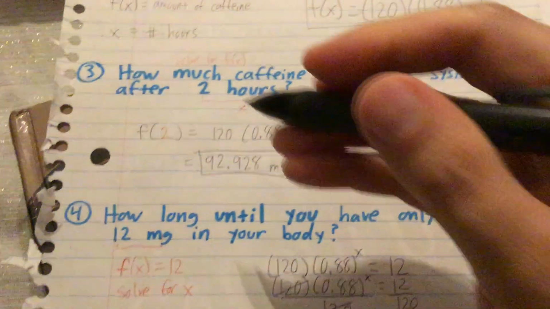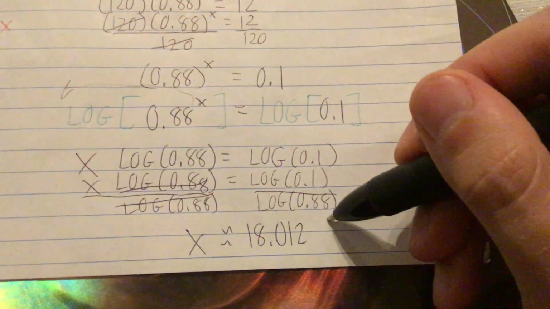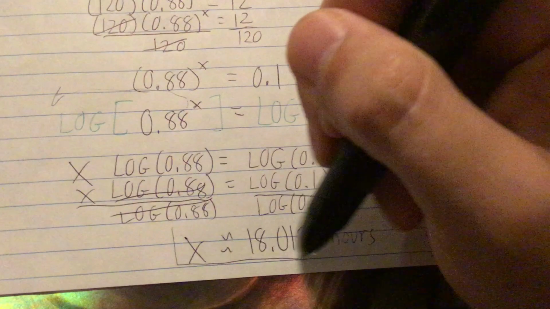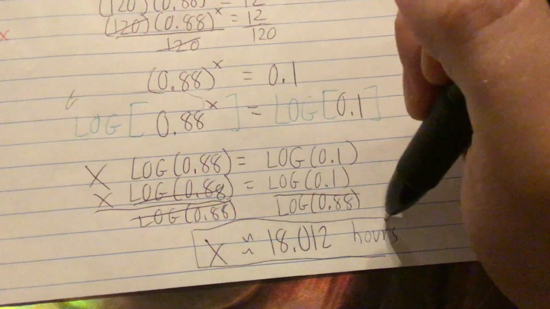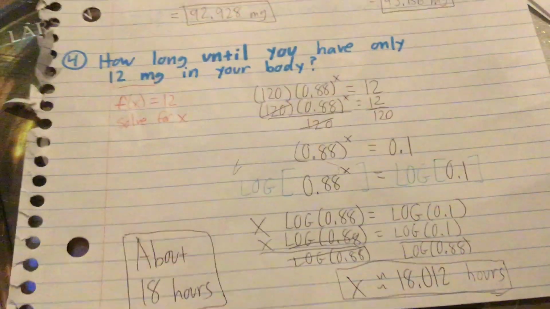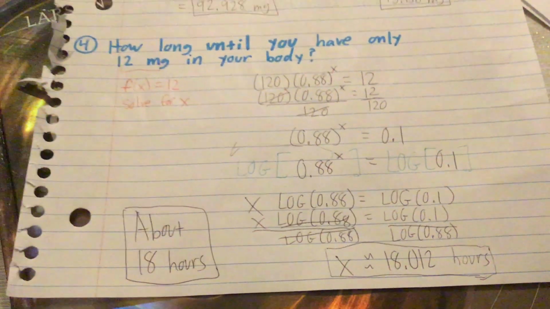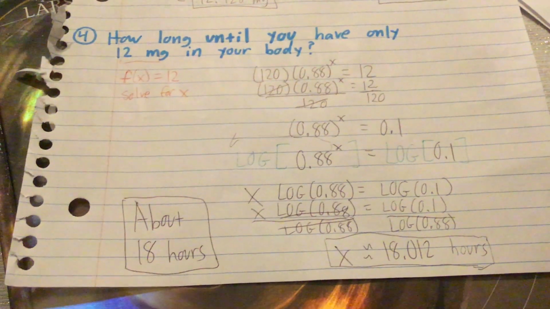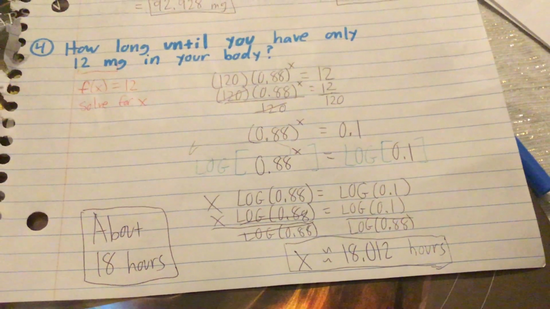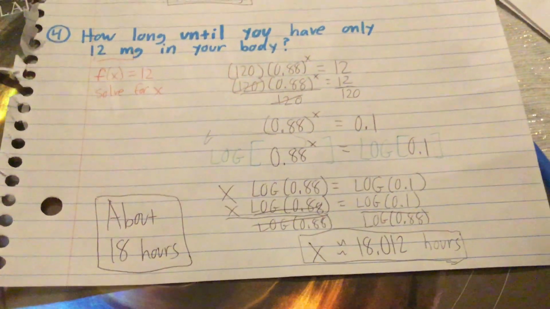And remember, x is the number of hours. So how long does it take for me to get all the caffeine to wear out of my system? About 18 hours. It takes about 18 hours to basically get rid of all the caffeine in your system if you've taken 120 milligrams of caffeine.